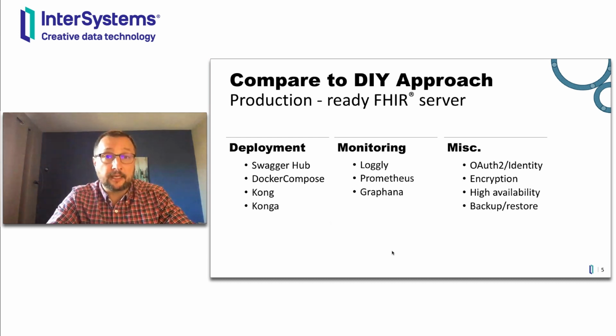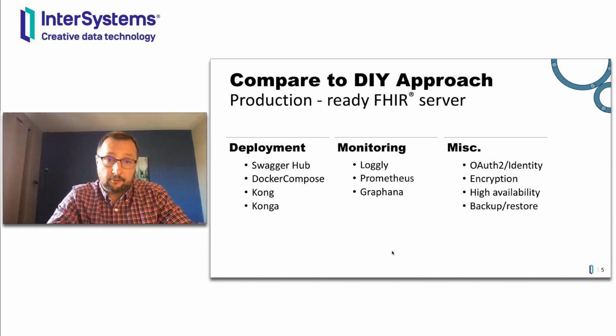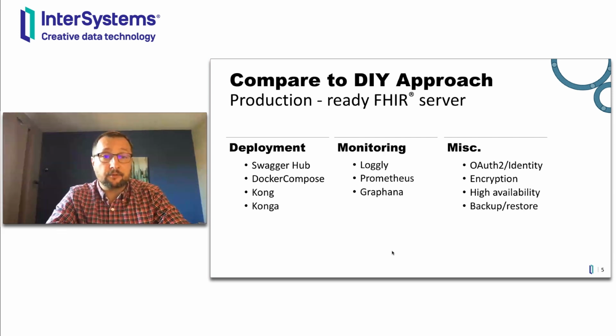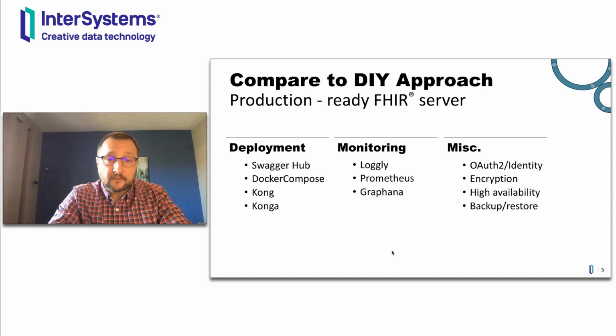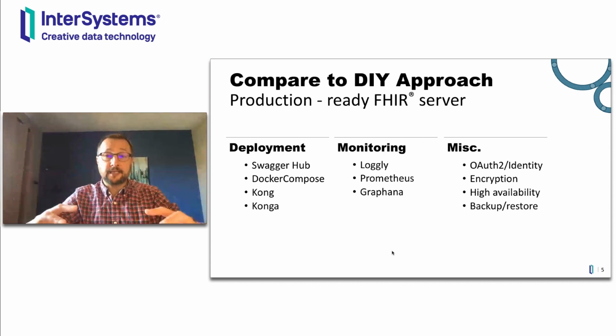So let's imagine you want to do that yourself using some combination of open source tools and services. To manage deployment, you need to work with tools like Docker Compose. You need to use Swagger Hub to provide your API management and API portal. Things like Kong for doing your API management, what AWS API Gateway is doing for us. For logging, monitoring and alerting, you need to employ things like Loggly, Prometheus, Grafana. So we're already at 7 different tools that you need to assemble and combine in one solution, and you still don't cover the FHIR server itself.